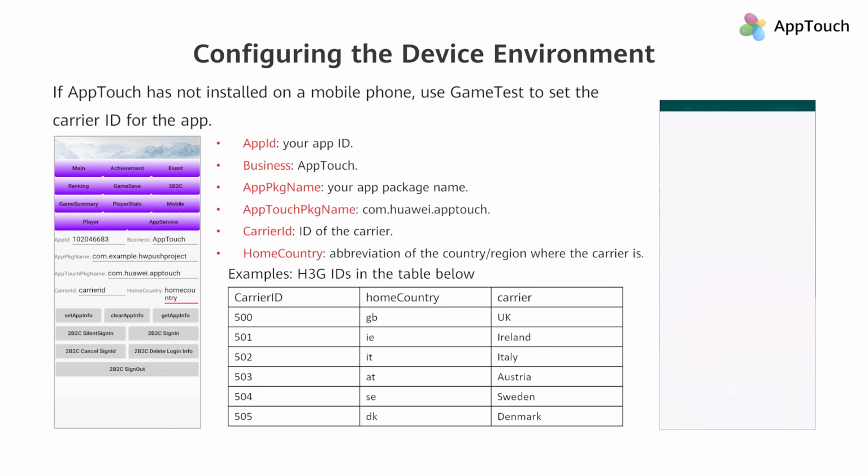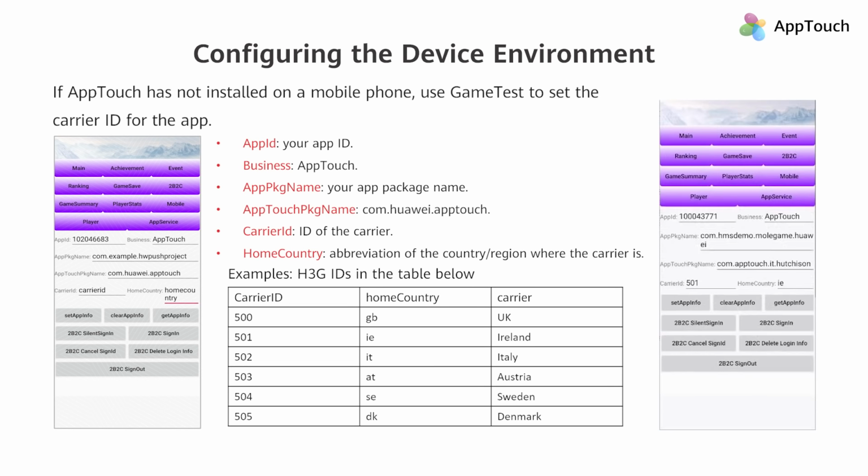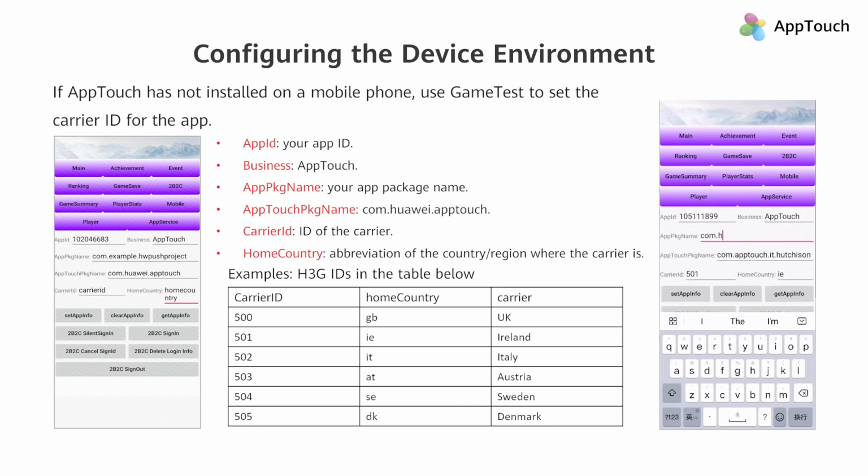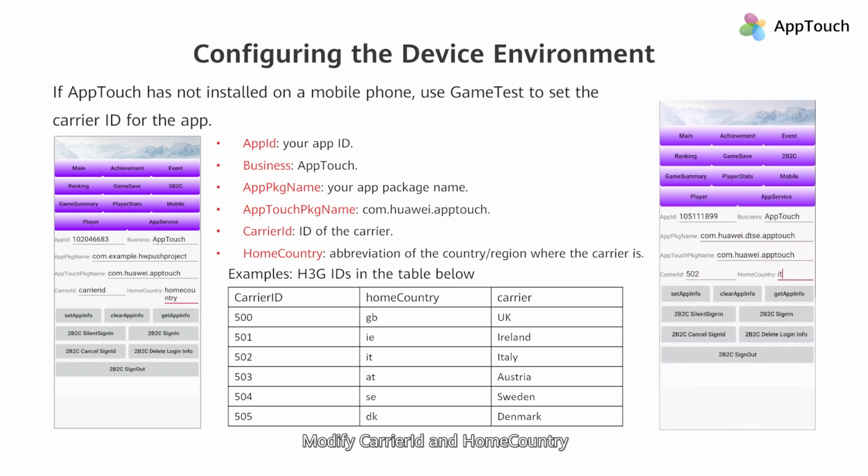Open GameTest. Click to B2C. Modify app ID and app package name. Change the value of AppTouch package name to com.huawei.AppTouch. Modify carrier ID and home country, and then click Set App Info.